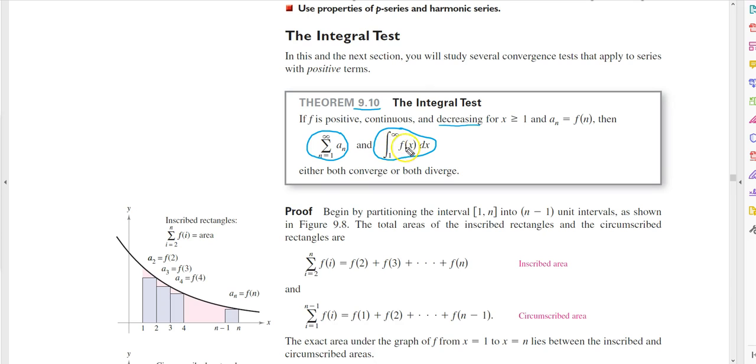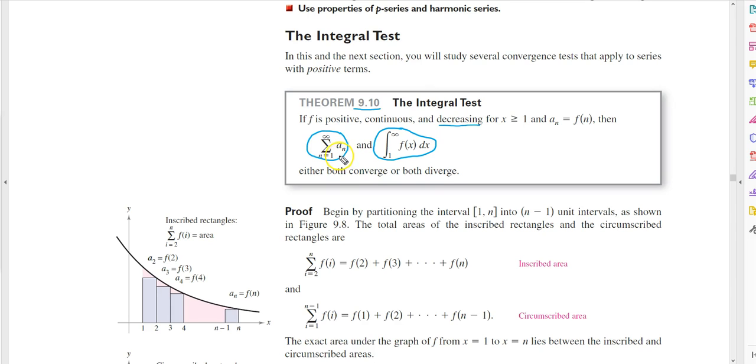So if the integral exists, converges, then your infinite series will also converge. Or if your integral from 1 to infinity diverges, does not exist, then your infinite series will diverge as well. So they both do the same thing. Now keep in mind, this test is only determining if this series converges or not. It's not actually evaluating what it's equal to.